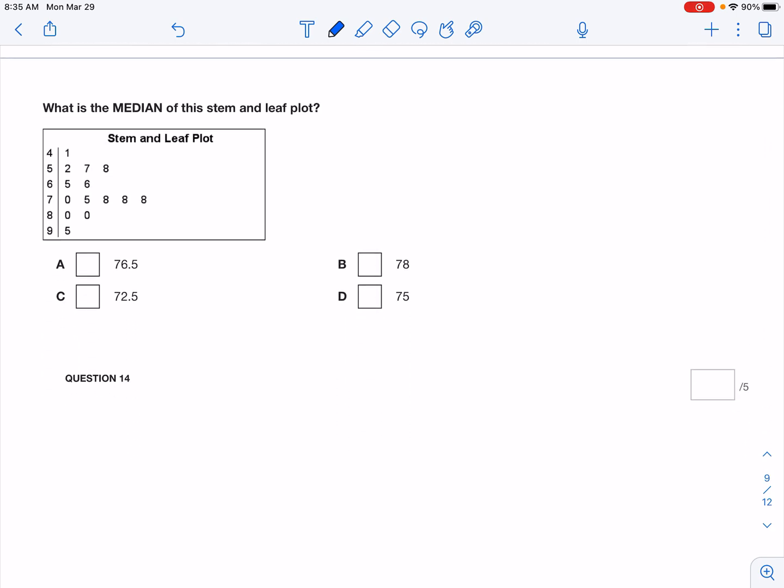Okay, if we're looking for the median, that's the number in the middle. So we have to get rid of the smallest, biggest, smallest, biggest, smallest, biggest, smallest, biggest. I'm left with two numbers, 70 and 75. So I have to add them together, divide by 2, and our median is 72.5. That's the number that's in the middle.